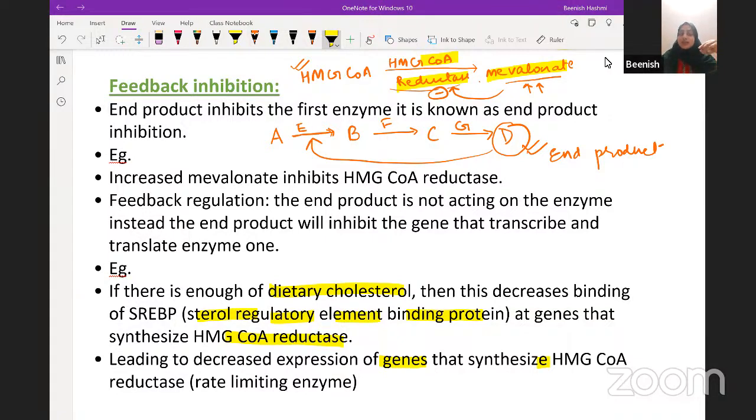So that is the difference, and we've already covered this difference when we were talking about cholesterol synthesis. And again, when we study heme synthesis, you'll also study feedback regulation. So what is the main difference between feedback inhibition and feedback regulation? In feedback inhibition, the end product is acting at the protein level. It is inhibiting the enzyme. In feedback regulation, it is happening at the genetic level. There is decreased expression of the genes that are going to synthesize that particular enzyme. Okay.